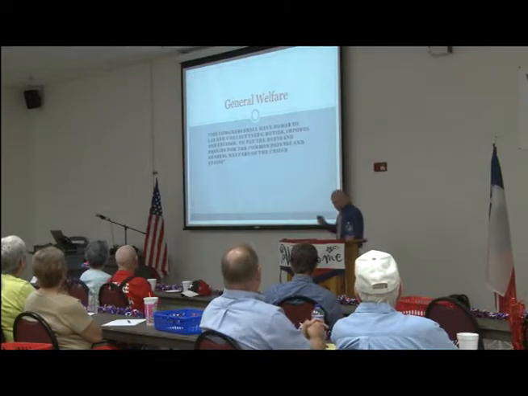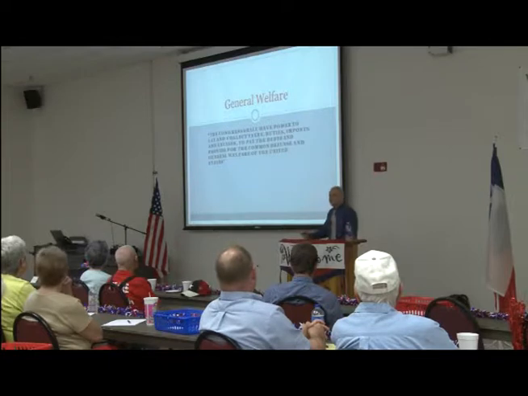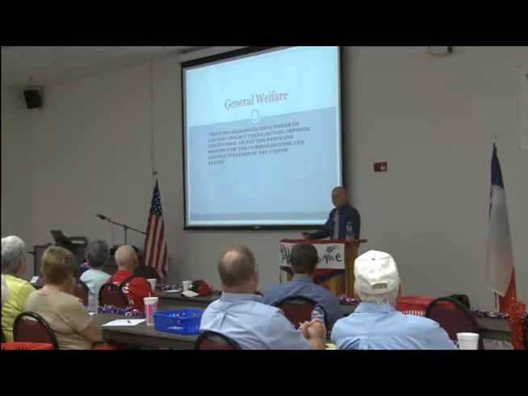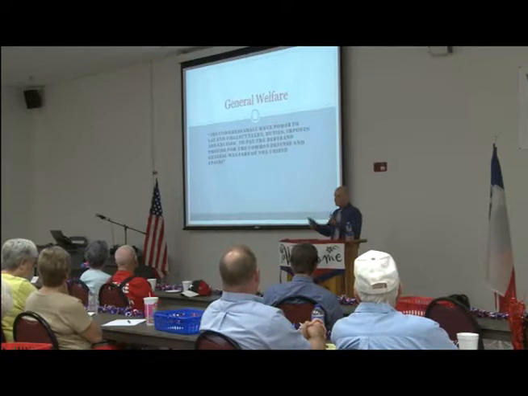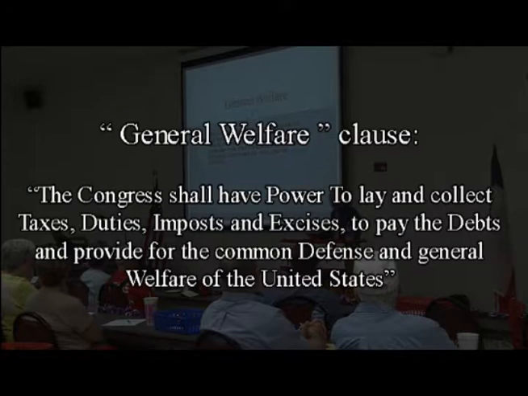Clarify its intent. So if you look at the General Welfare Clause, which is the first little section, Article 1, Section 8, which is the part of the Constitution with the delegated powers. It's right there. It says the Congress shall have power to lay and collect taxes, duties, imposts, and excises, to pay the debts and provide for the common defense and general welfare of the United States.